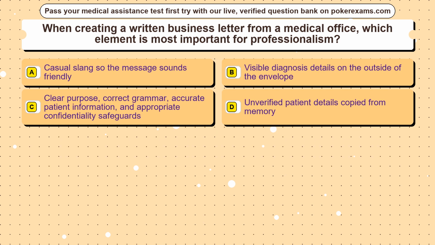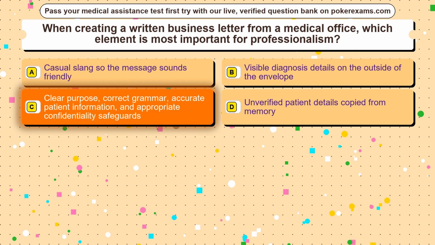Question 77. When creating a written business letter from a medical office, which element is most important for professionalism? Option A. Casual slang so the message sounds friendly. Option B. Visible diagnosis details on the outside of the envelope. Option C. Clear purpose, correct grammar, accurate patient information, and appropriate confidentiality safeguards. Option D. Unverified patient details copied from memory.